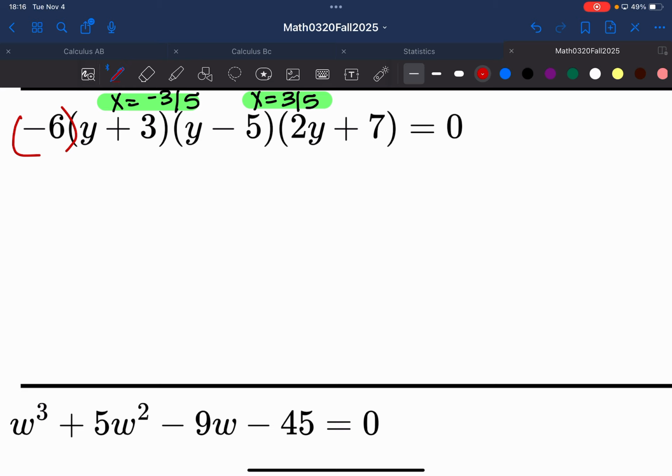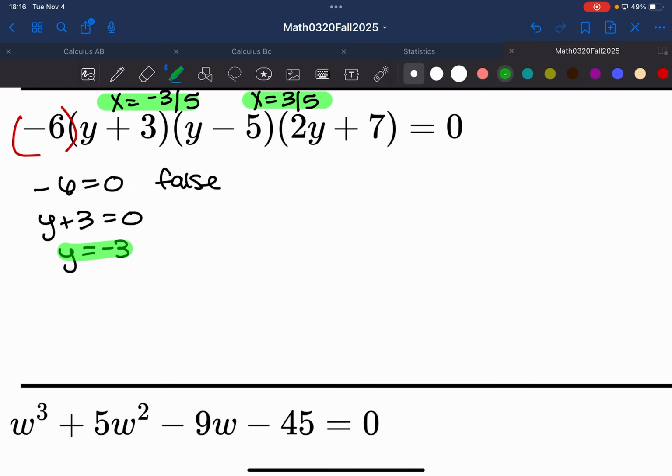Including that very first number, that negative 6, because we want to get in that habit of setting every single part equal to 0. However, when I do negative 6 equals 0, does that make sense? No, so what am I going to do? Skip it, right? I'm going to say this is false and skip it. Then I'm going to do y plus 3 equals 0, which means y is equal to negative 3. That's my first solution. Then I have y minus 5 equals 0, which means y equals 5, because I add the 5 over. That's my next one.